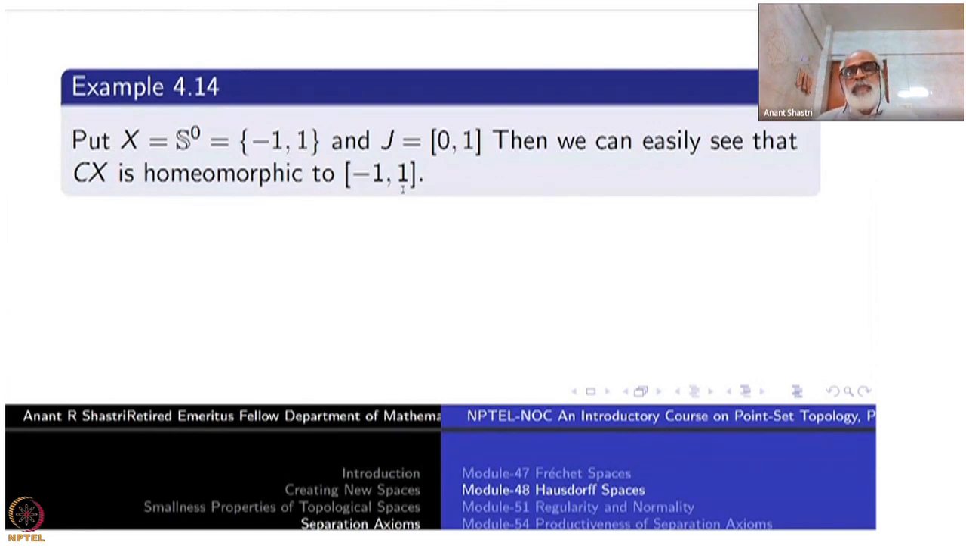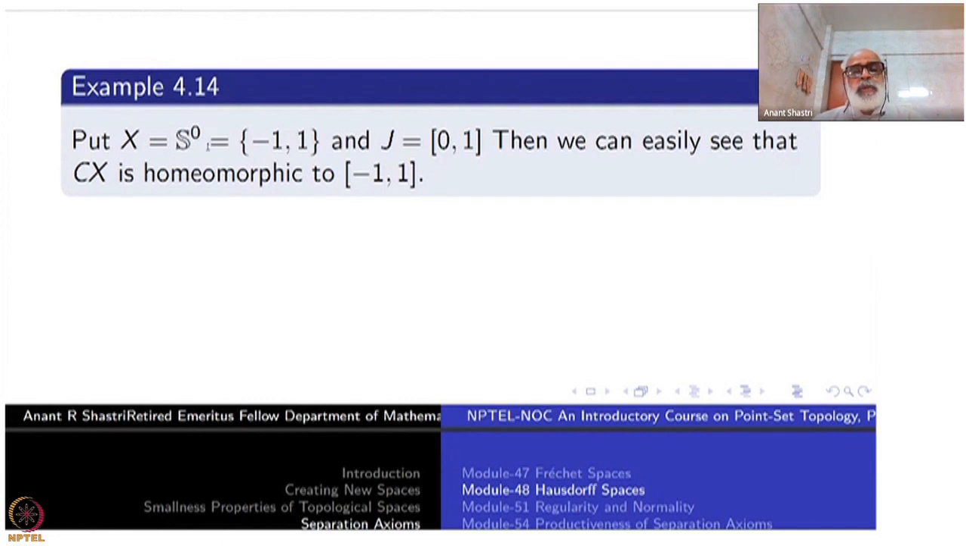That means what? The bottom points of both these arcs, 0, 1 is the arc. You hold them vertically. Okay. So minus 1 copy is there, plus 1 copy is there. Those minus 1 and plus 1 cross 0, they will come together. So you will get a V shape, right? But V shape is homeomorphic to the closed interval from minus 1 to plus 1. Okay. So this is the very simplest case.